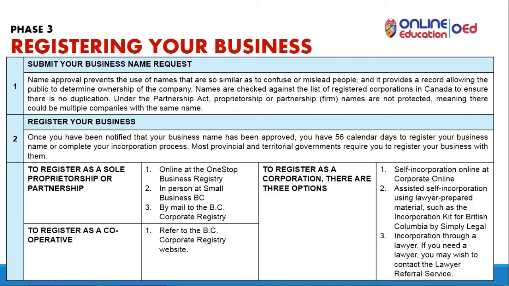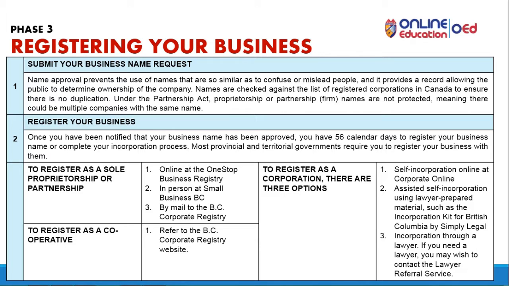All right. After that, we have to register your business. Once you have been notified that your business name has been approved, it should be asked for approval first before you can register your business. You have 56 calendar days to register your business name or complete your incorporation process. Most provincial and territorial governments require you to register your business with them. So you don't have to go to a faraway government branch just to register your business. There are provincial or territorial governments that can help you with that.